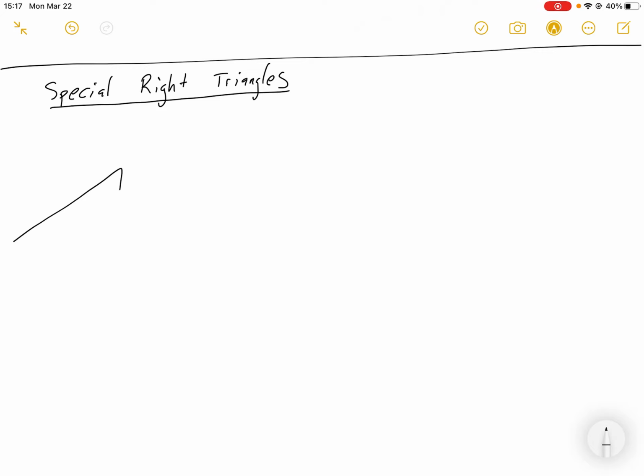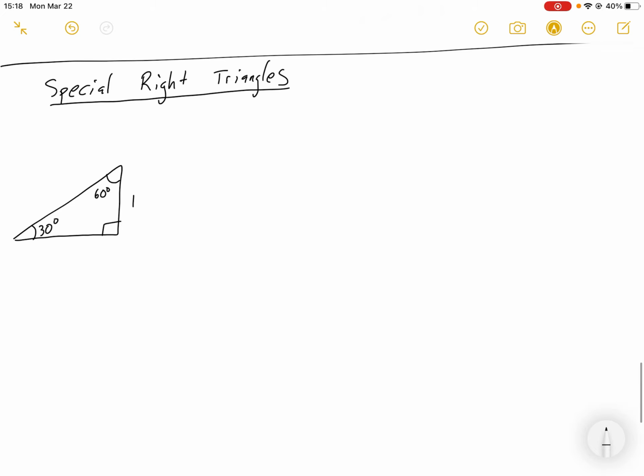So there are some special right triangles. The reason they're special is because the angles are all whole numbers, so I'll put 30 degrees there and 60 degrees up here. And the side lengths are also pretty easy to get and understand. The side lengths for our parent triangle: this one is 1, this side length is the square root of 3, and the hypotenuse is 2. This is called a 30-60-90 triangle because those are the angles.